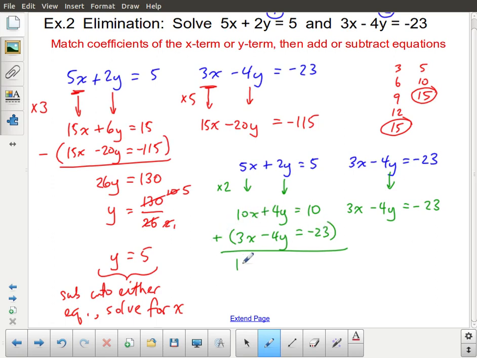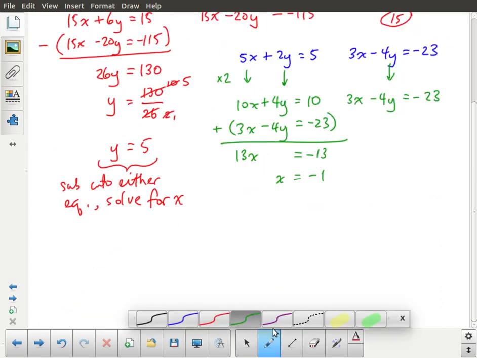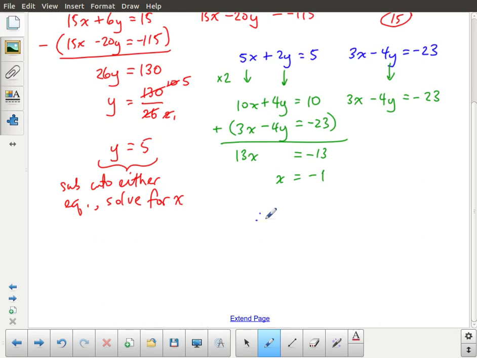10x plus 3x becomes 13x. 4y plus negative 4y is the same as 4y minus 4y, which is equal to 0. And then 10 plus negative 23 is negative 13. So when I divide both sides by 13, I end up with x equals negative 1. So you can see I've got my answers here for y and for x. So therefore my solution in this case is the point negative 1, 5.